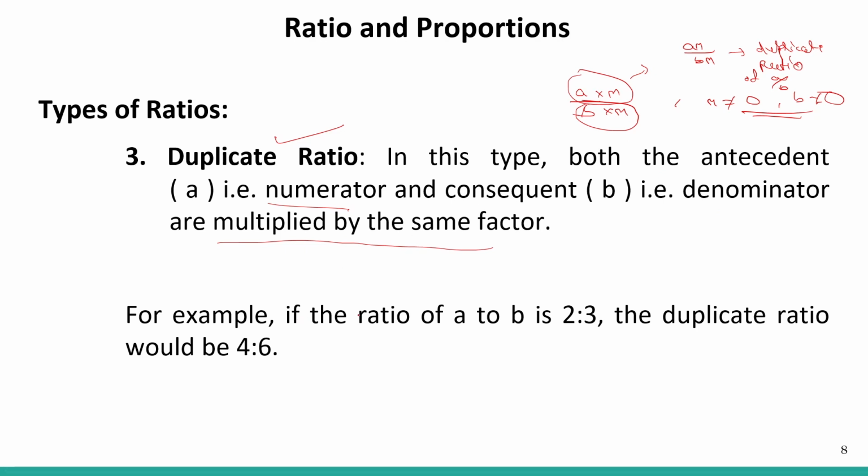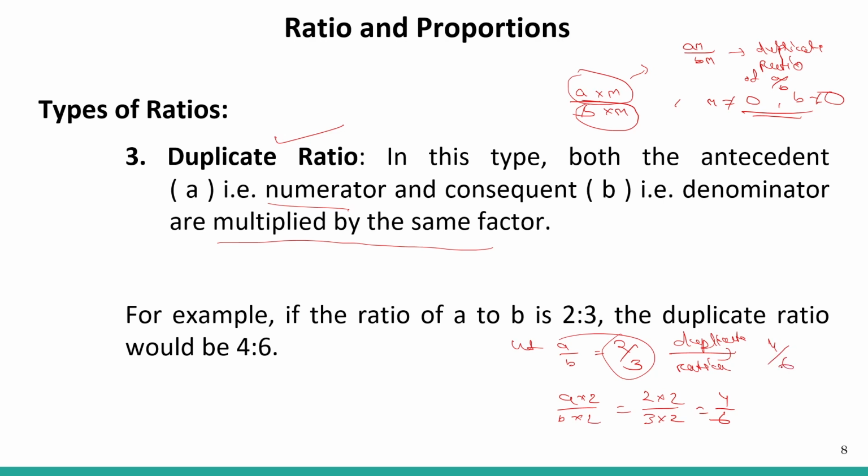So for example, the ratio of A to B is 2 by 3. Let A is to B be equal to 2 by 3. Then let's say I take M equal to 2. So 2 into 2 by 3 into 2 is equal to 4 by 6. So we will say 4 by 6 is the duplicate ratio of 2 by 3.